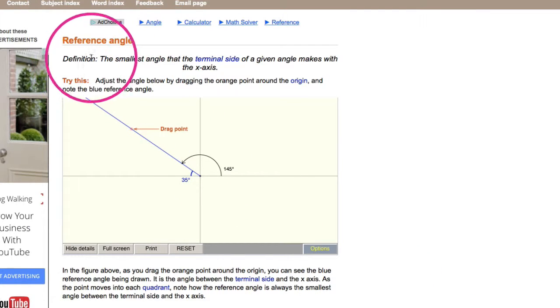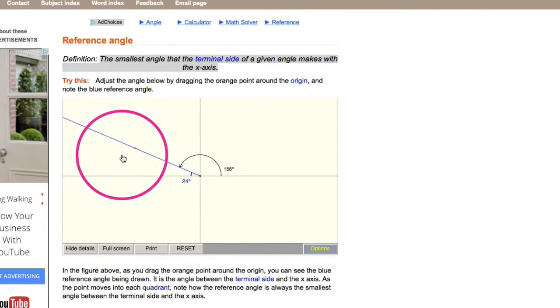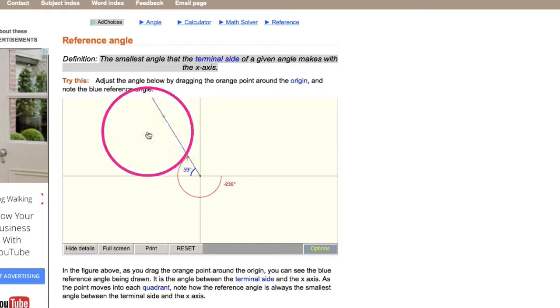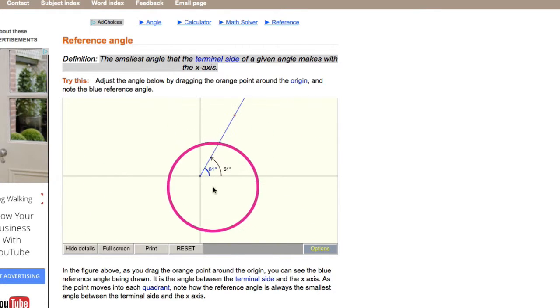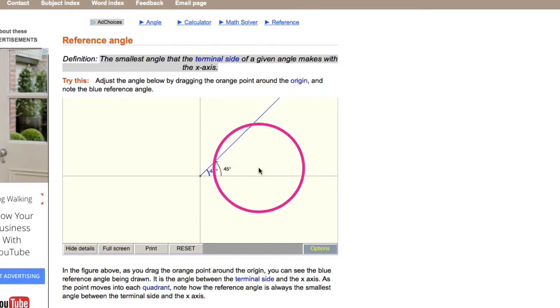We say that the definition of a reference angle is the smallest angle that the terminal side of an angle makes with the x-axis. So given any angle here, you can see this angle in black or red depending upon positive or negative. There's an inner angle here that we refer to as the reference angle, and it is the smallest angle that this terminal side makes with the x-axis.